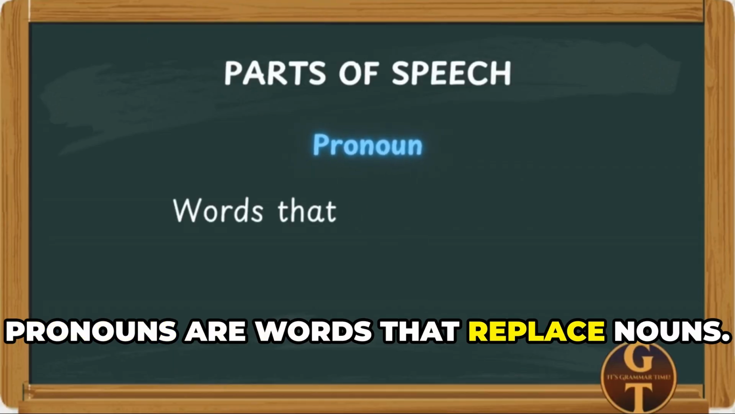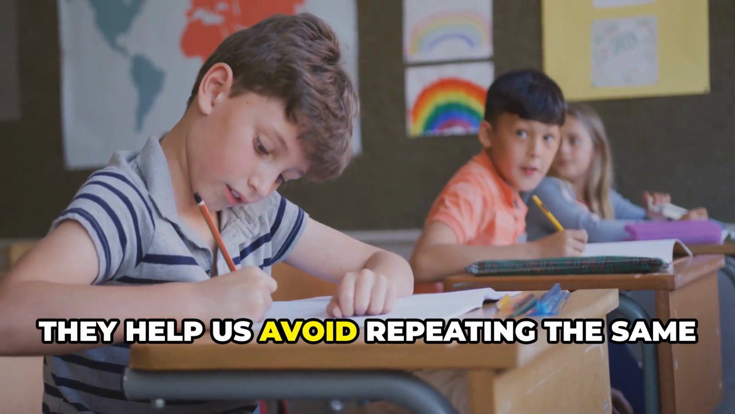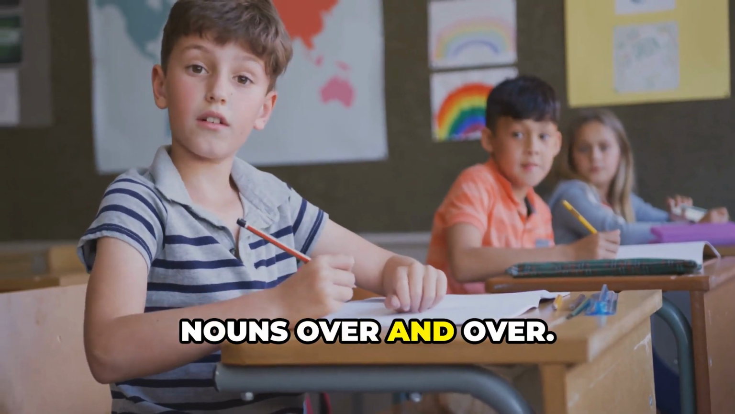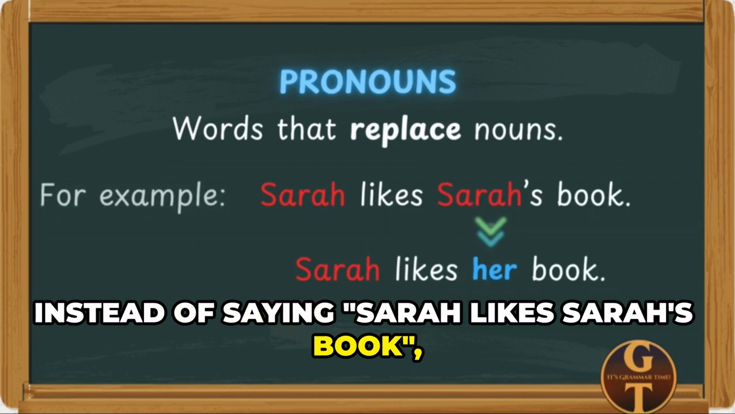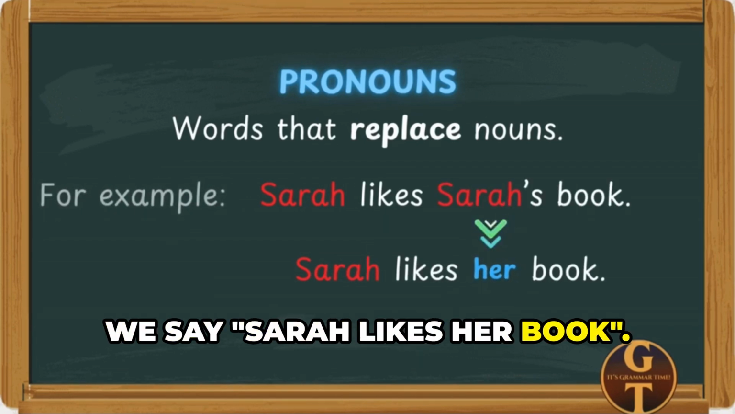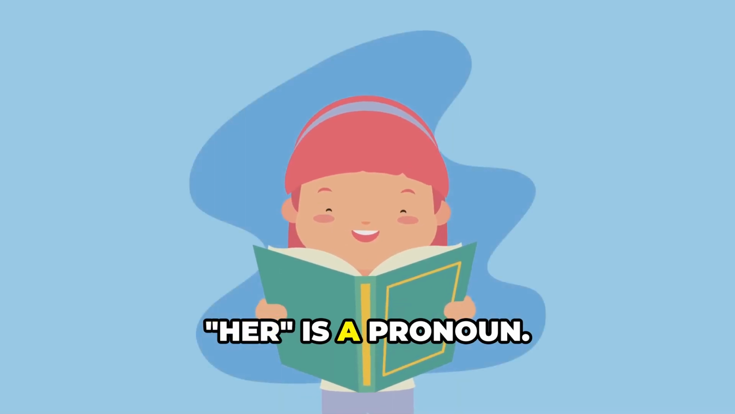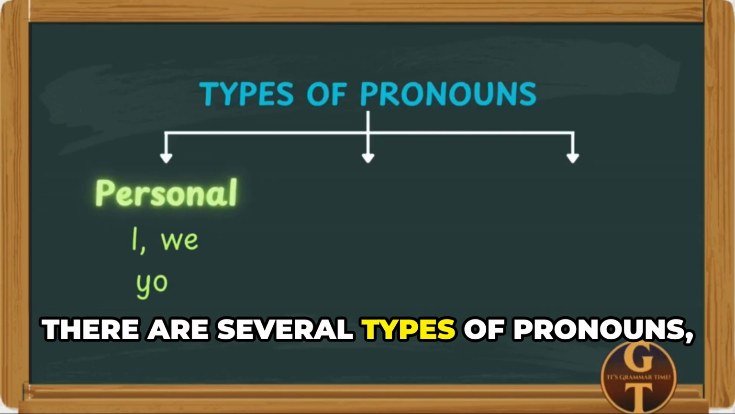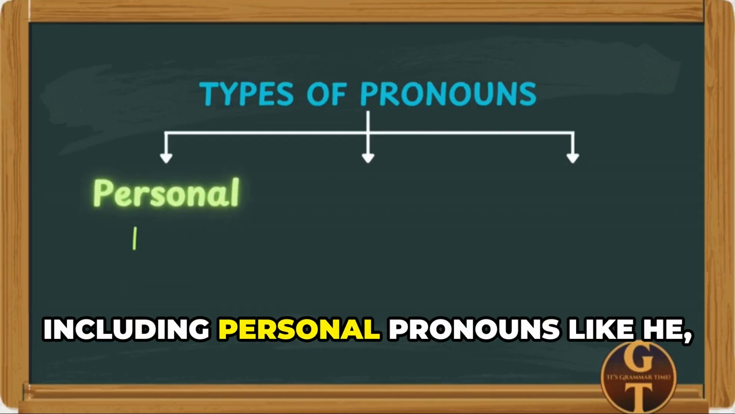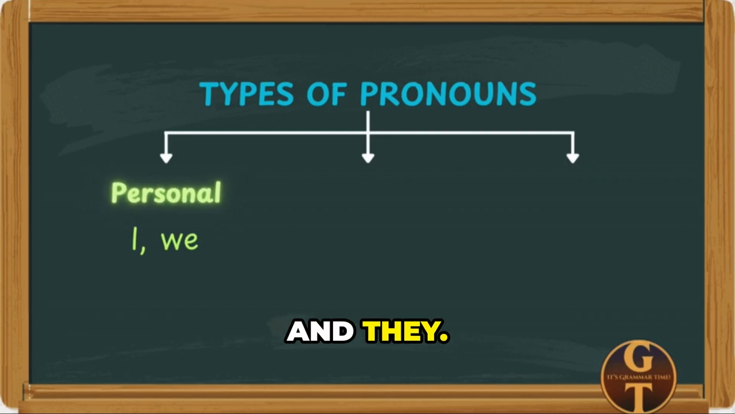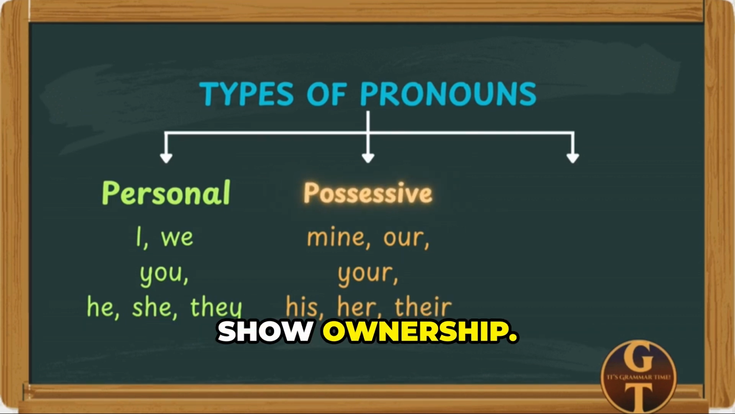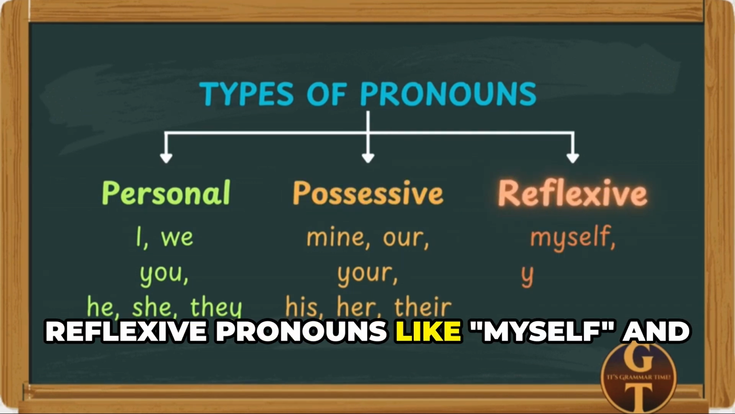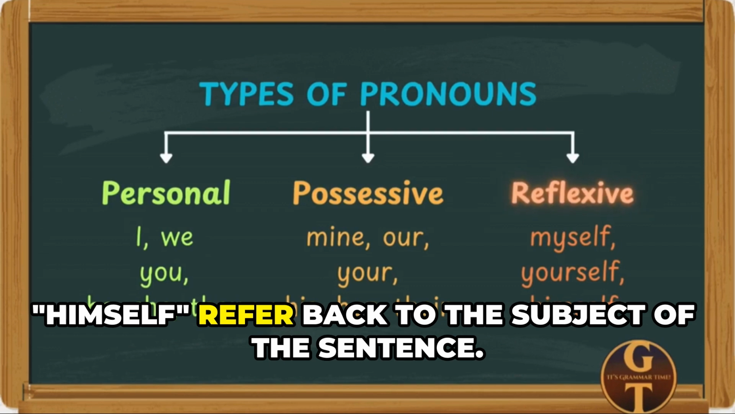Pronouns are words that replace nouns. They help us avoid repeating the same nouns over and over. For example, instead of saying Sarah likes Sarah's book, we say Sarah likes her book. Here, her is a pronoun. There are several types of pronouns, including personal pronouns like he, she, and they. Possessive pronouns such as mine and yours show ownership. Reflexive pronouns like myself and himself refer back to the subject of the sentence.